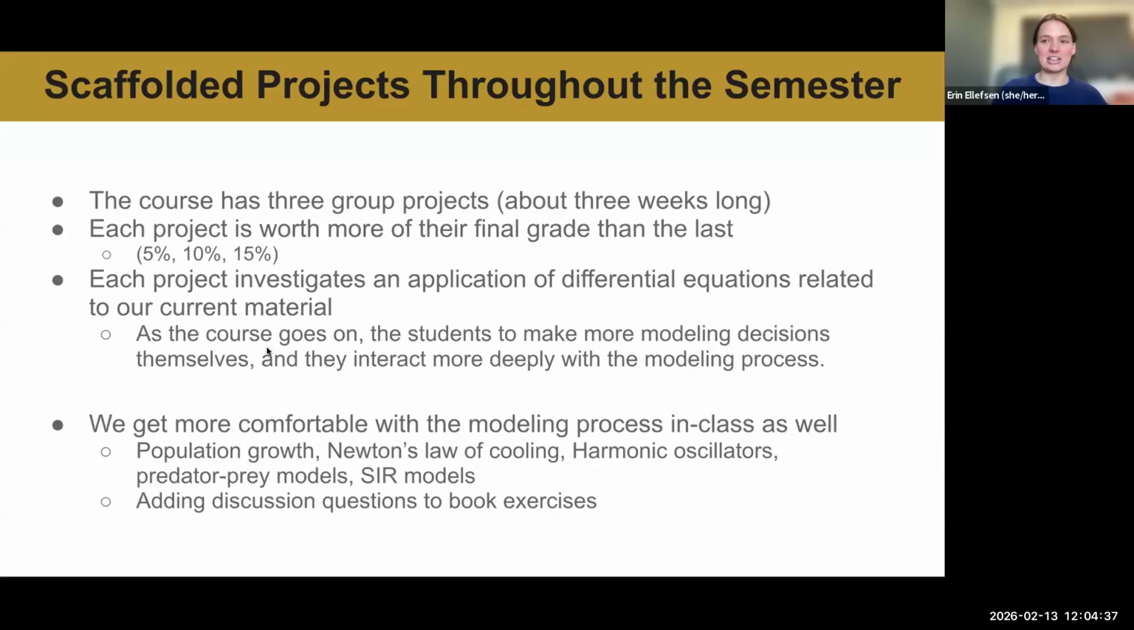So I'm going to give you an idea of three examples of projects that I do throughout the semester. But this isn't done in isolation. We also do modeling in class. I'll show you the activity we do on the first day of class, and we look at a bunch of other different models as the semester goes on.